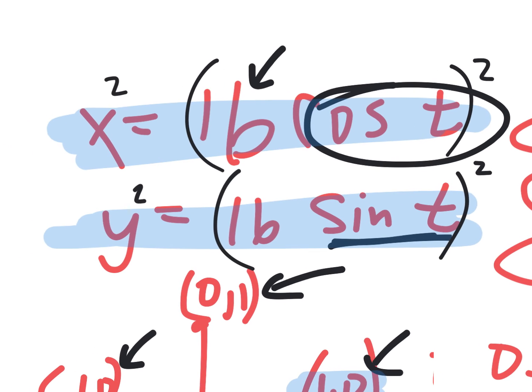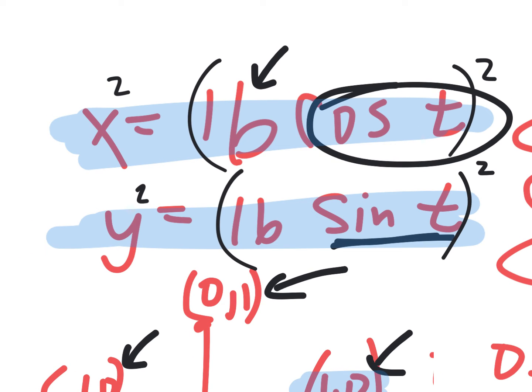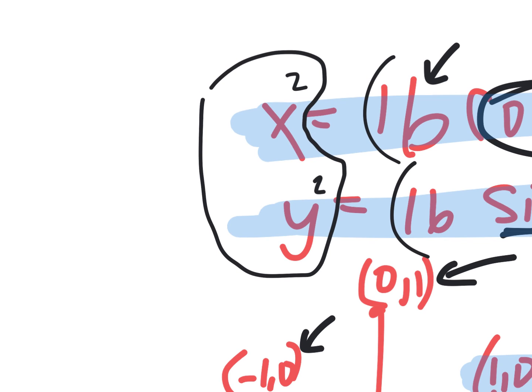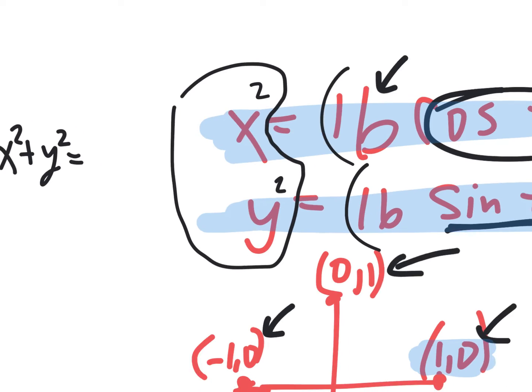Would you agree that I'm trying to get it to rectangular, so I want the x's and y's in it? So I'm just going to say I can add these two together as long as I add the others together. So x squared plus y squared equals the other two added together.